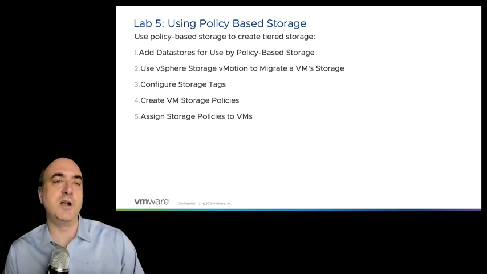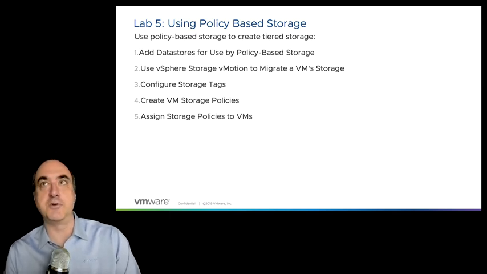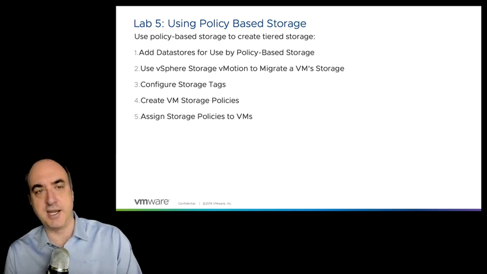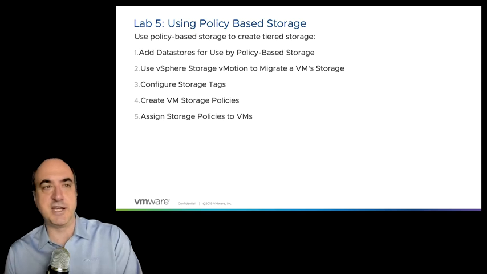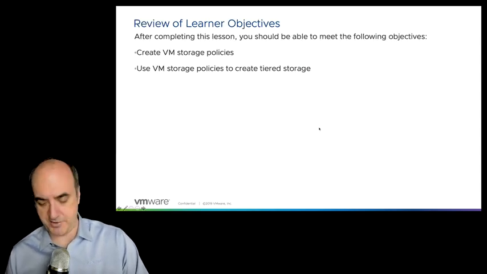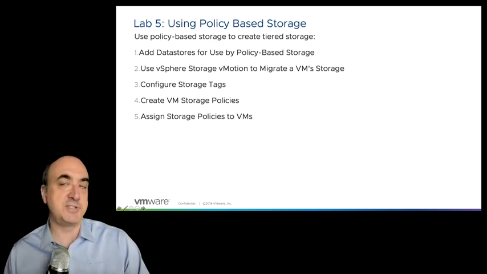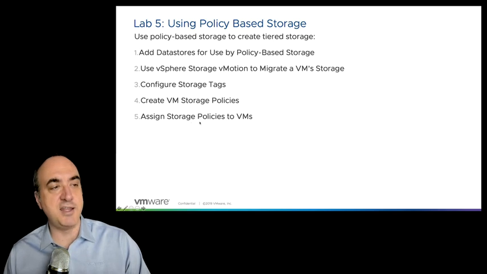But you're going to tag one with a gold tag. You have to create some tags, right? You have to create a storage category, a storage tier category. And then you're going to create a gold tag, and you're going to create a silver tag. And then you're going to assign the gold tag to one data store, assign the silver tag to the other data store. And then we're going to go ahead and create some policies around those tags. And then once you have policies based on those tags, we'll assign the policies to VMs to demonstrate what happens.